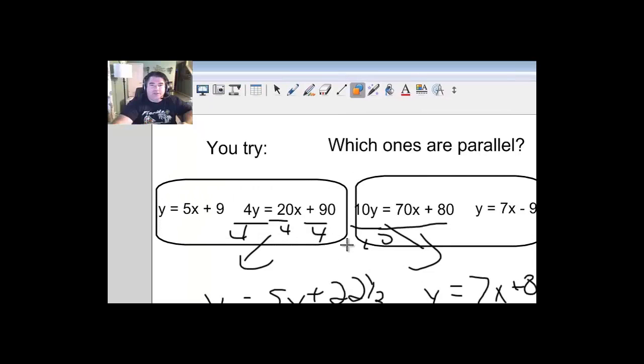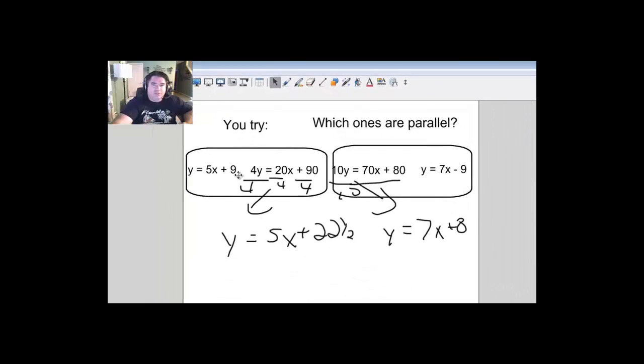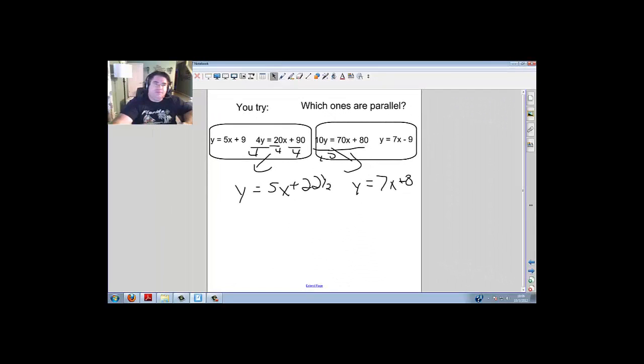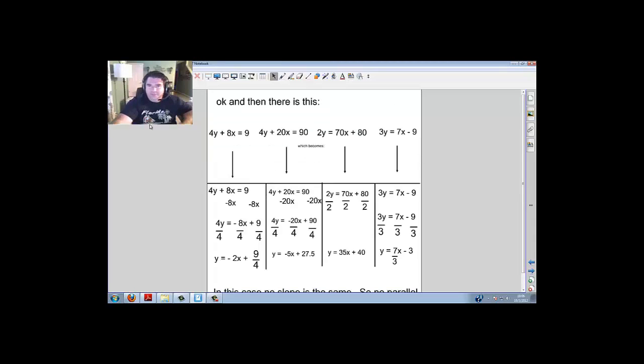And notice this over here. This is y equals 5x plus 9, and this is y equals 5x plus 22.5. Even though 22.5 is kind of weird, they're both 5x, and they're both a different intercept. So these two are parallel, and these two are parallel. Short break.